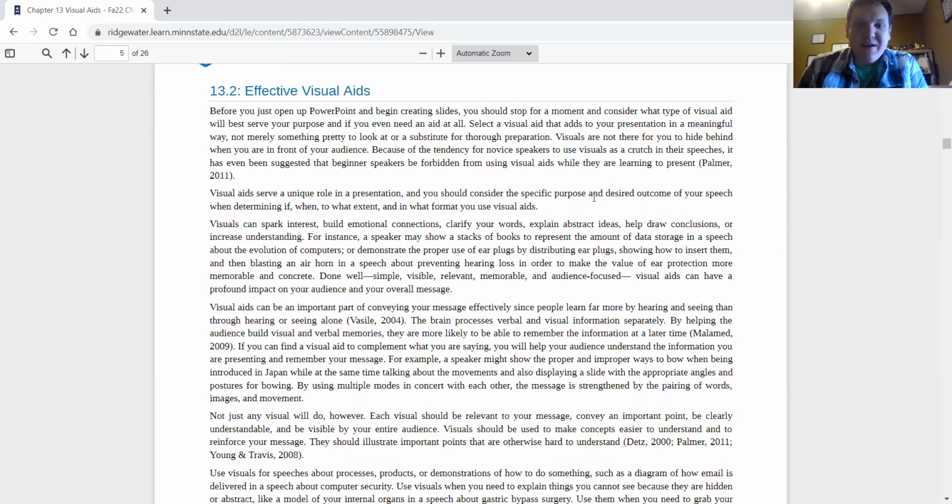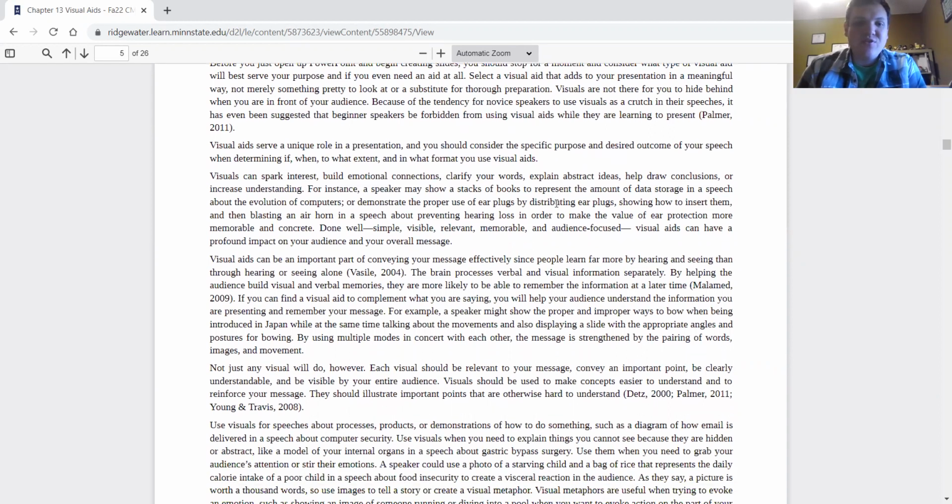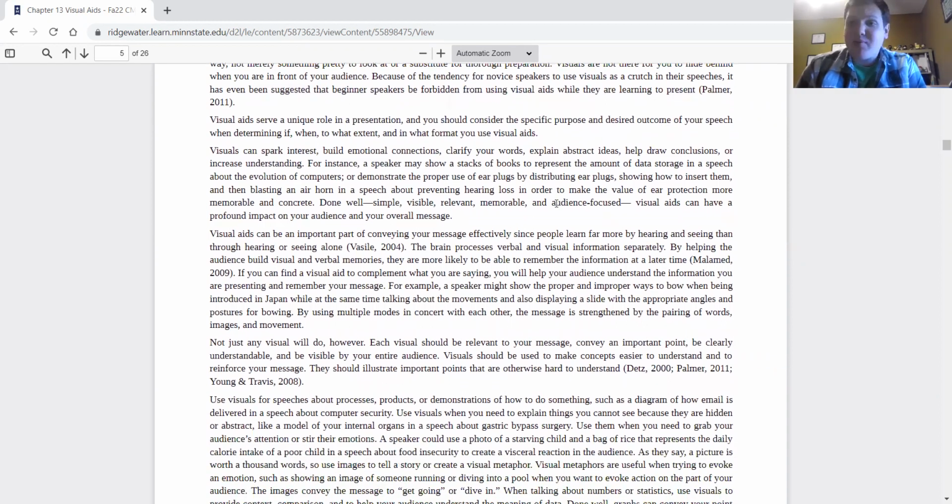So creating effective visual aids is the first part. You should consider the specific purpose of your speech and the desired outcomes when determining if, when, to what extent, and in what format you should use visual aids, right? You may not always use visual aids. There are many very good presentations that do not use visual aids. But if you're required to for a class, you certainly want to. So again, figuring out what visual aid is going to be appropriate. I'm a boring guy, so I tend to use PowerPoint. I have used Prezi before, but props are fun too, right?